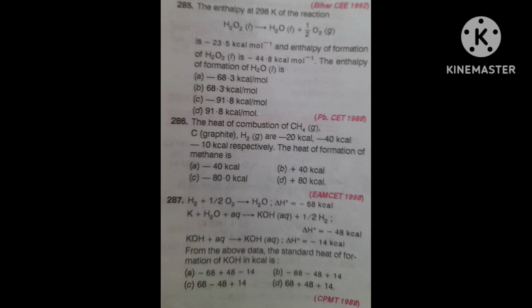The heat of reaction is given as minus 23.5. How will you get 23.5? Actually the heat of reaction is given as minus 23.5. Heat of reaction means product minus reactant. Only liquid you have to consider, not the gas. Then heat of reaction is given as minus 23.5.